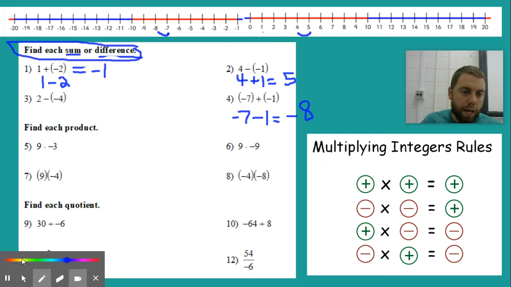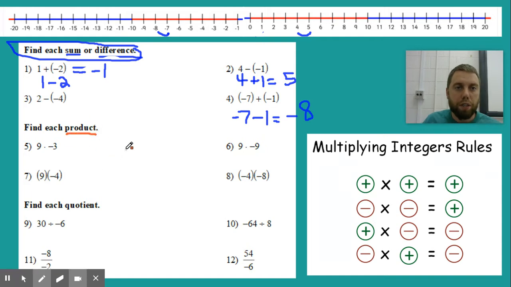Now we're going to utilize the multiplication here, or product. Product means multiplication. Now, if we have a positive number times a negative number, our result is going to be negative. That shows up right here. A positive times a negative equals a negative. And 9 times 3 is 27. Same over here, we have a positive times a negative, which is going to be a negative. 9 times 9 is 81. It's one of our perfect squares, 81.